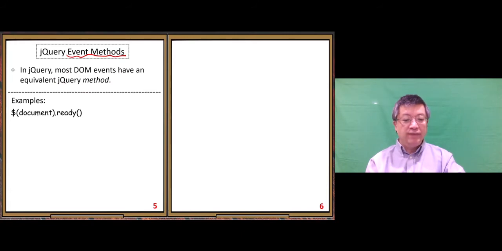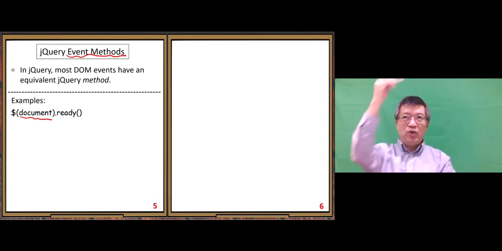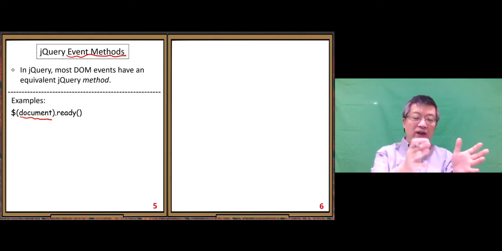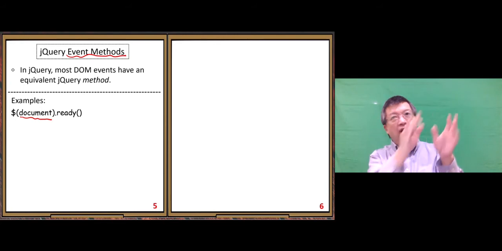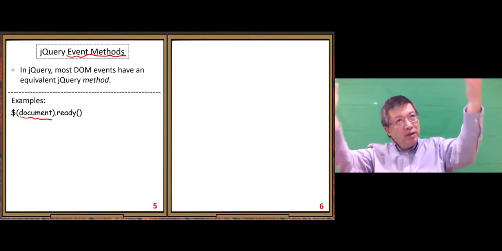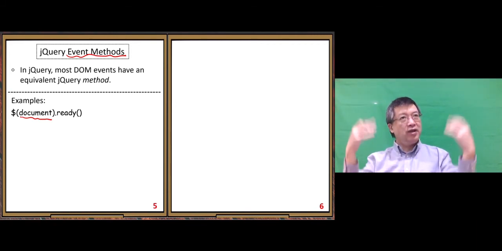The first one, dollar parenthesis document. We select a document element. So we know, the whole document. There is one element that corresponds to that whole document. Ready. So remember, there is an event called onReady, right? Body onReady. When the document is loaded completely, it is ready.